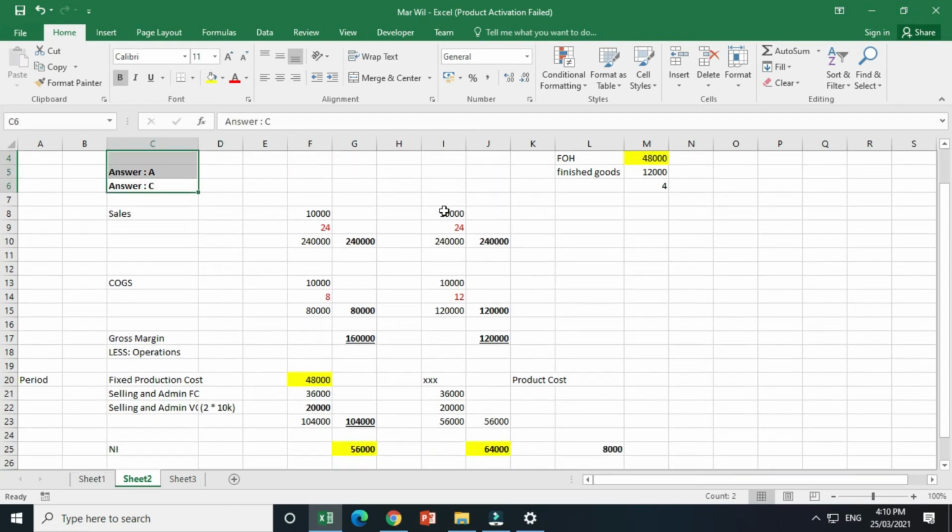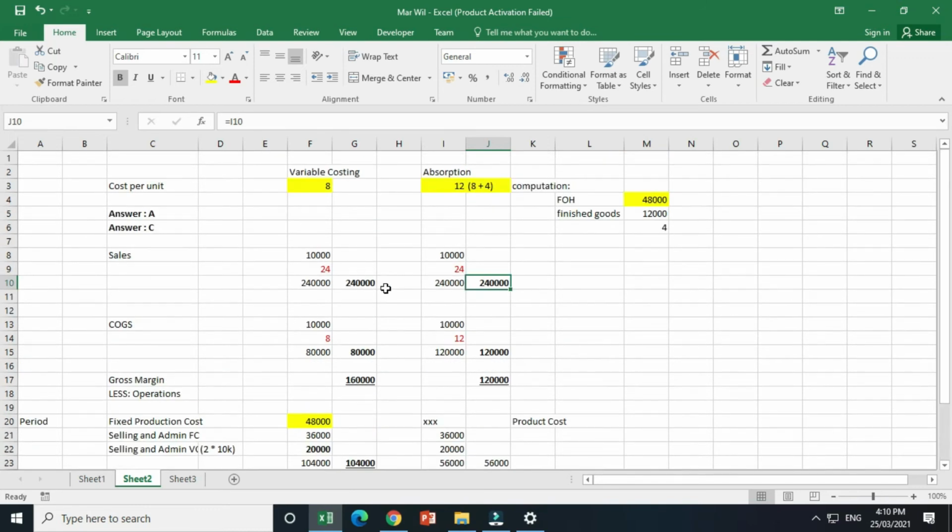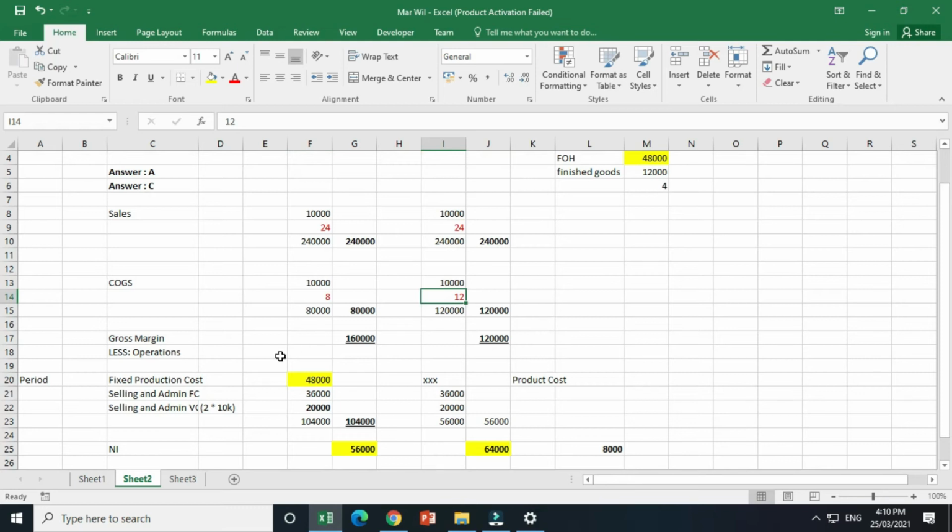So very easy. And then the sales is another no-brainer. 10,000 is being sold under the problem. We multiply that by the selling price per unit, so we get 240,000 as the sales. Cost of goods sold, same process. We multiply the units sold, 10,000 times 8, so we get 80,000, and 120,000 under the absorption cost. As you can see, that's the unit cost. And the gross margin is 160,000 for variable costing and 120,000 for the absorption costing.